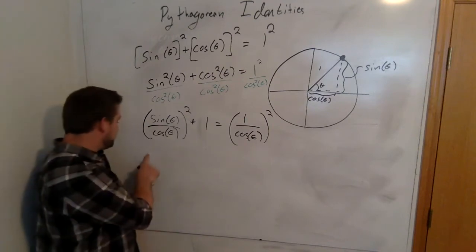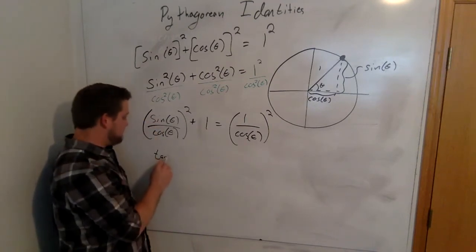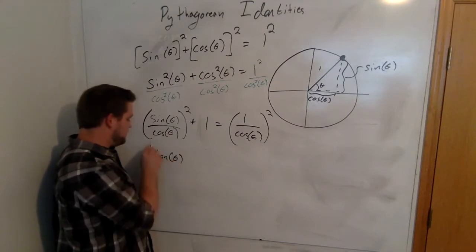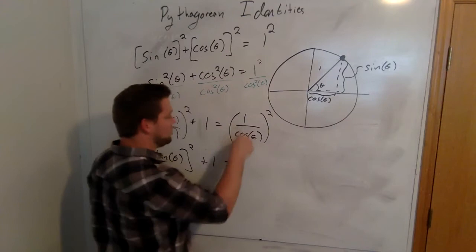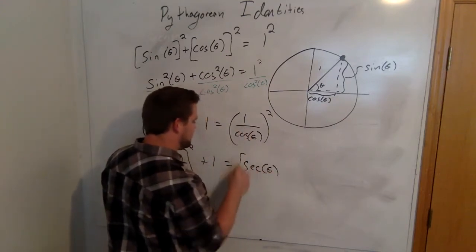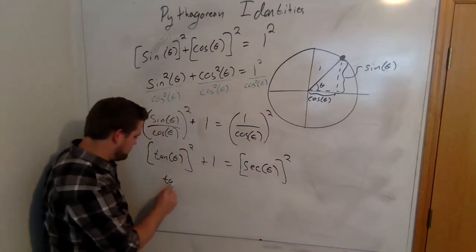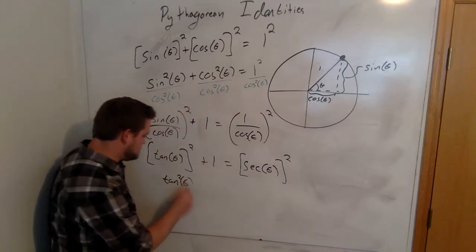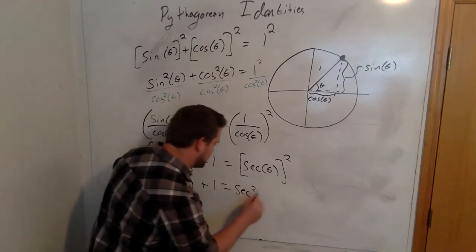Okay, cleaning this up here, I'm showing a lot of gory detail here. Sine over cosine is the same thing as tangent. So this is tangent of theta quantity squared plus 1 is equal to, well, what's 1 over cosine? That's secant of theta quantity squared. Or we have that tangent squared of theta plus 1 is equal to secant squared of theta.